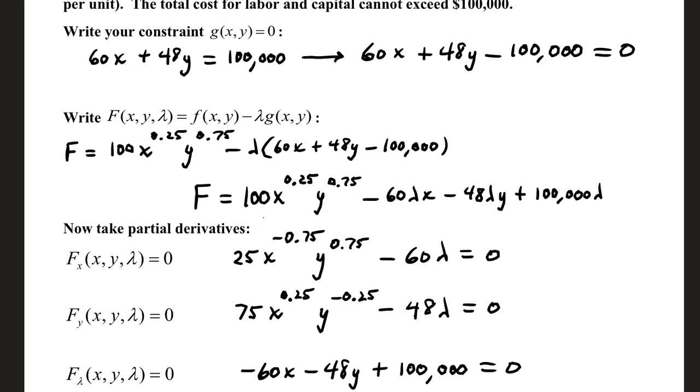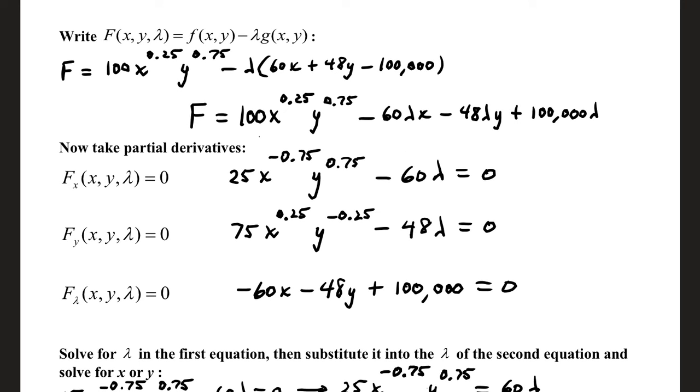Now taking our partial derivatives of this big function, be very careful here. 0.25 times 100 is 25. Subtract 1 from your power, that's negative 0.75. The y part of it, leave it alone. We're only concentrating on the x parts. Second term, derivative negative 60 lambda. The third and fourth terms have no x, so their derivatives are 0. This is the partial derivative with respect to x set equal to 0. Now we go back, capital F, taking the derivative with respect to y.